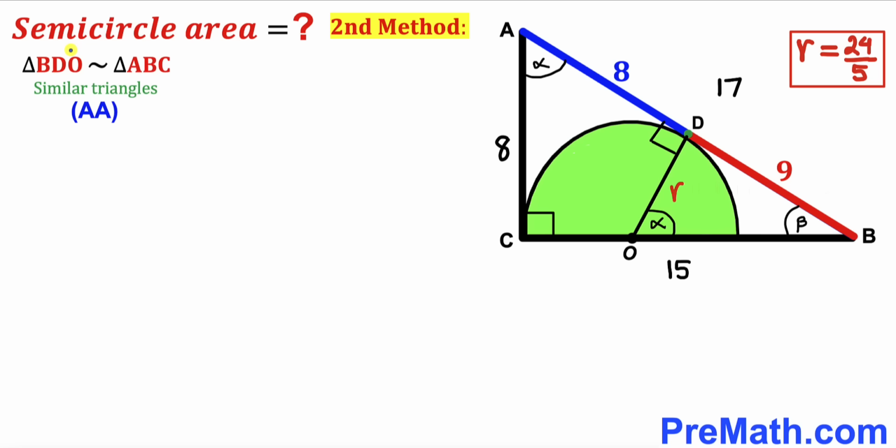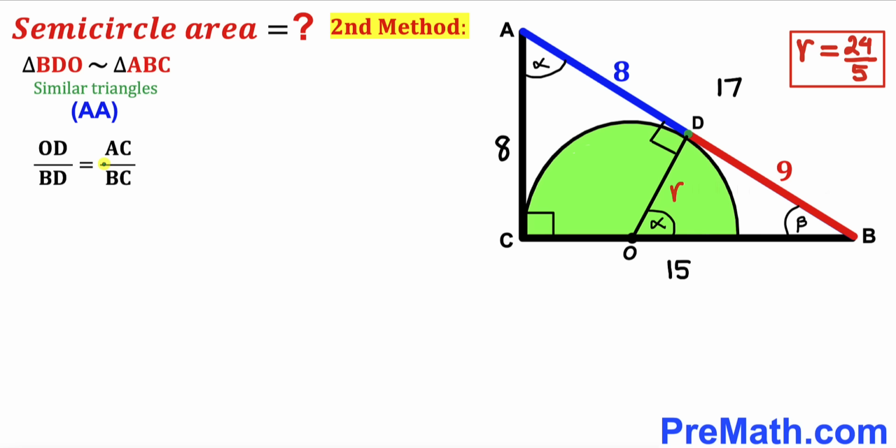So therefore, we could see that these two right triangles, the right triangle BDO and this big right triangle ABC, are our similar triangles according to the angle-angle similarity theorem. And here's our right triangle BDO, and this whole big right triangle is our triangle ABC. And since these two triangles are similar, we are going to have a proportion. In other words, the ratio of OD and BD must be equal to the ratio of AC and BC side lengths.